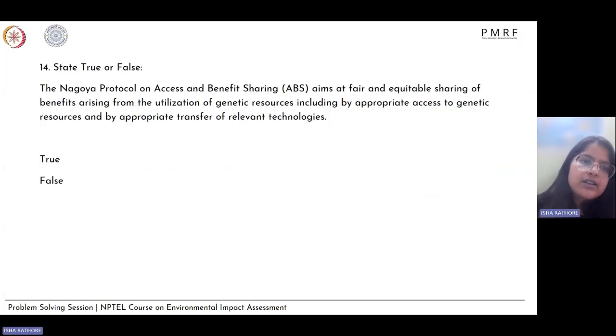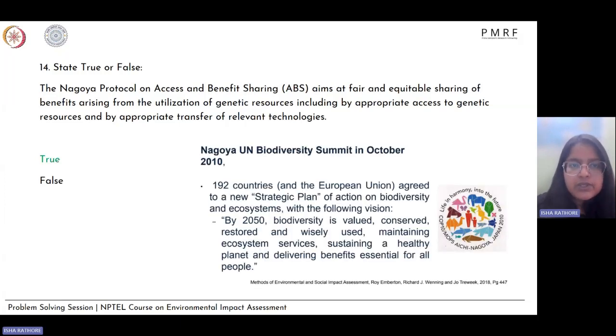State true or false. The Nagoya Protocol on Access and Benefit Sharing, ABS, aims at fair and equitable sharing of benefits arising from the utilization of genetic resources, including by appropriate access to genetic resources and by appropriate transfer of relevant technologies. So is the statement true or false? So the given statement is true. That is actually what the Nagoya Protocol on Access and Benefit Sharing aims at. So it's one that you share genetic information, and two, you also share technologies and transfer of these technologies. So A true is the correct answer.